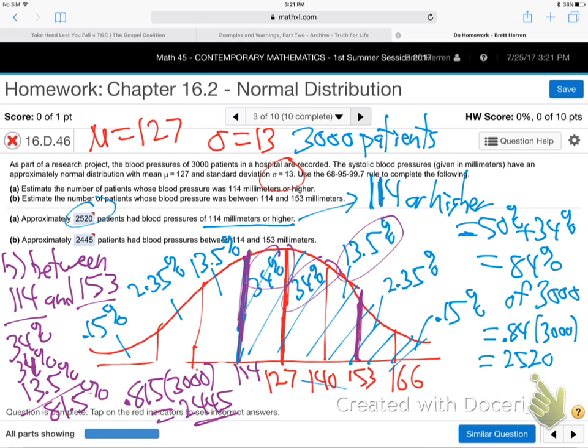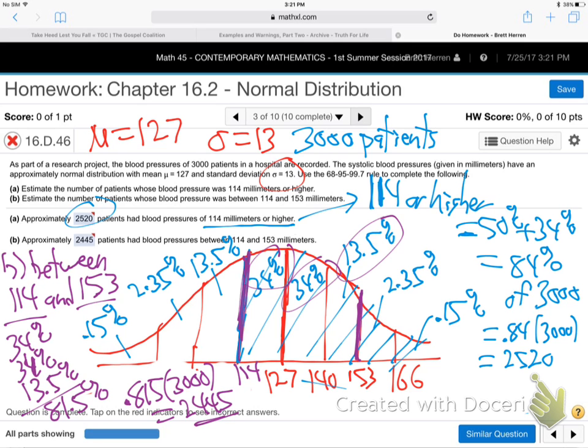You okay with that? Whatever they ask, like in question A, how many patients 114 or higher? So I found the 114, right? And 114 is not a percentage, so it's a number down here. Percentages are up here, numbers that are not percentages are on the bottom. So 114 or higher, that was 84. It was 50 and 34. It's 84% of 3,000, times 3,000.